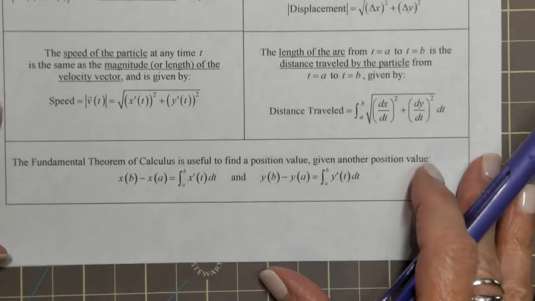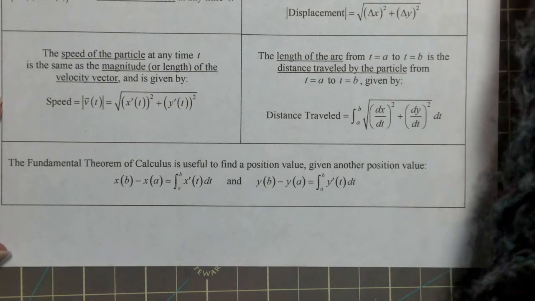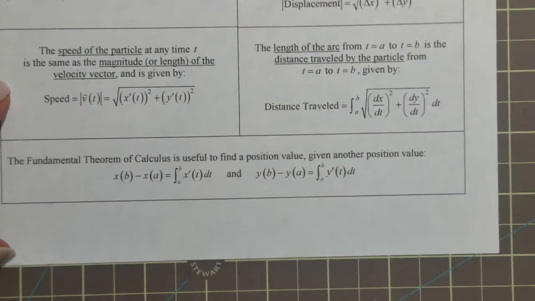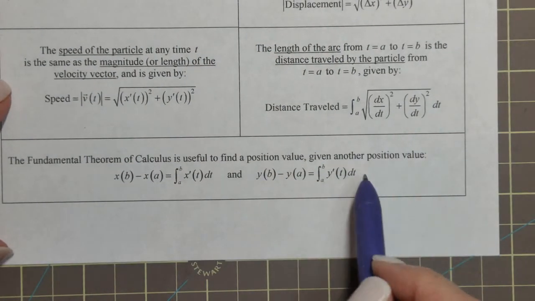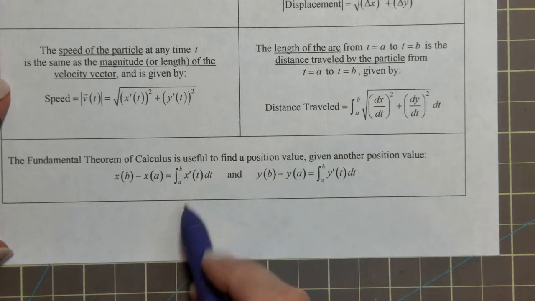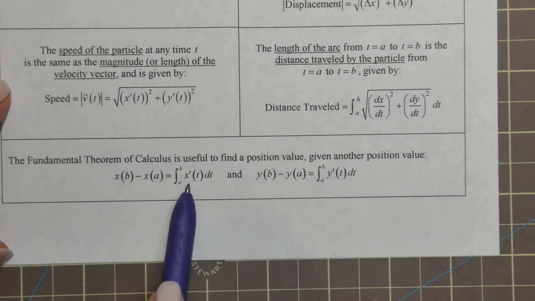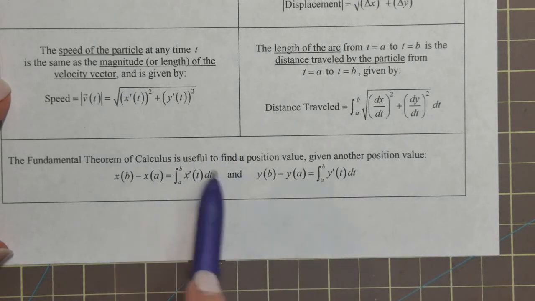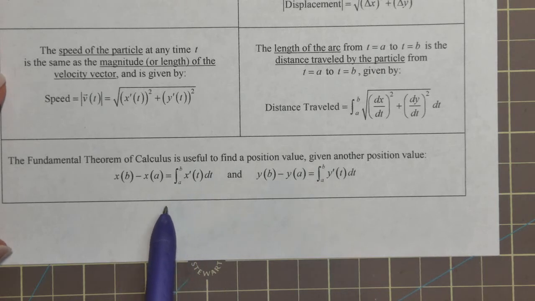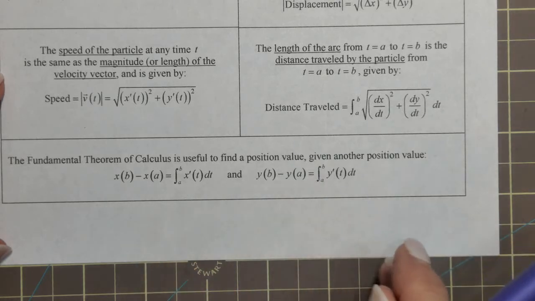The fundamental theorem is used when we want to get the position from velocity. So if we have velocity, we can get position from it using the fundamental theorem. Or if we have acceleration, we can get velocity using the fundamental theorem. We're going backwards. So all of these we will talk about as we go through some examples.